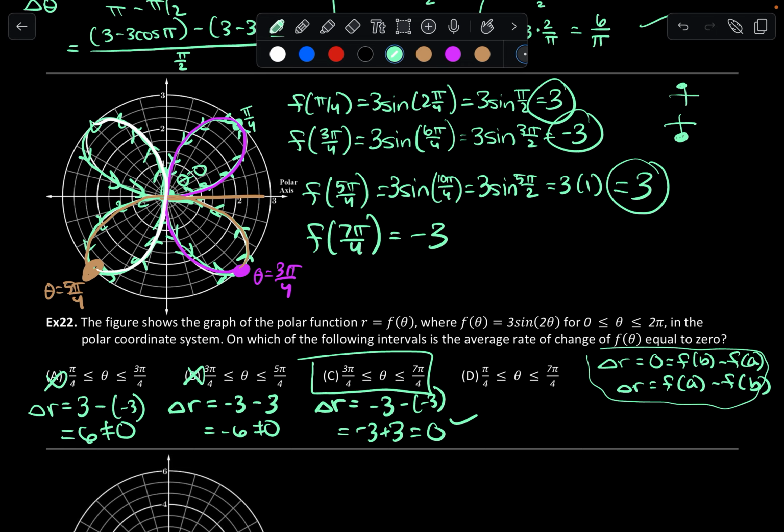So I'm using delta r to find the average rate of change within these intervals in order to see, is it equal to 0? And we want to see that delta r, or the change in r, is equal to 0. So 3 pi over 4 to 7 pi over 4, this is where the average rate of change is equal to 0.